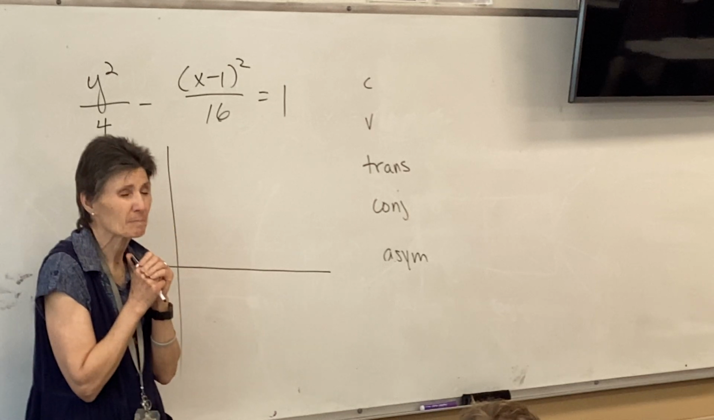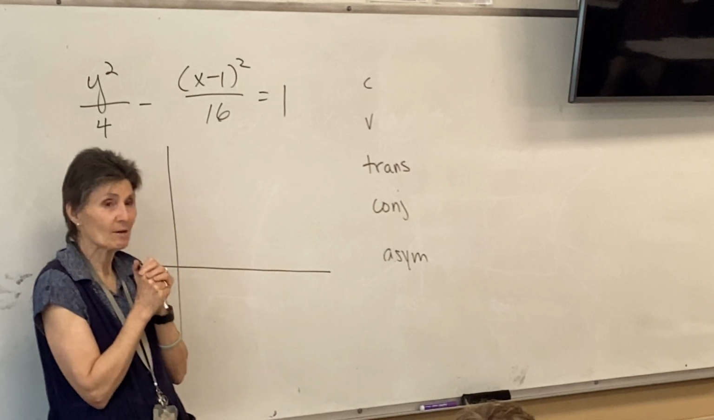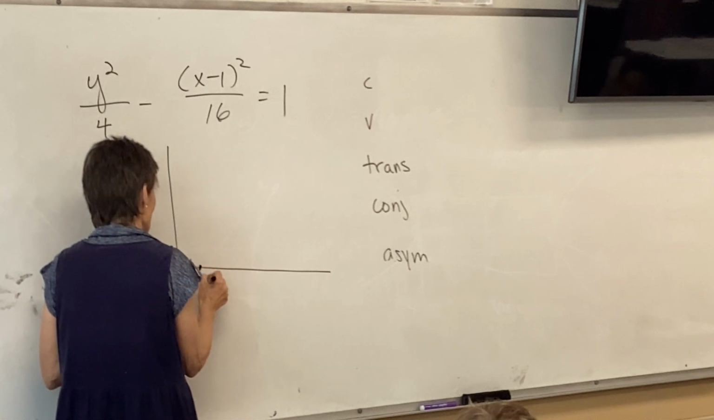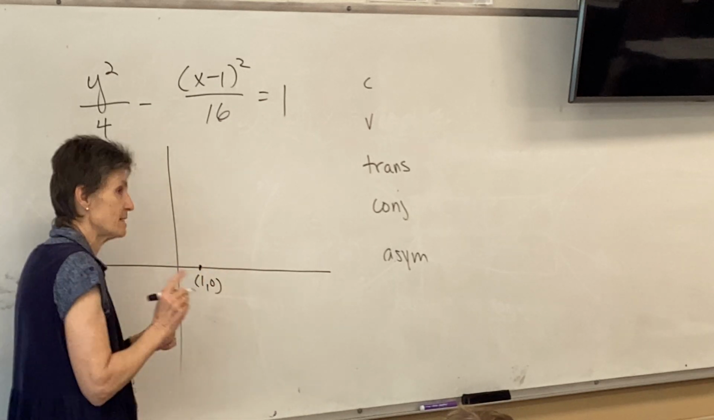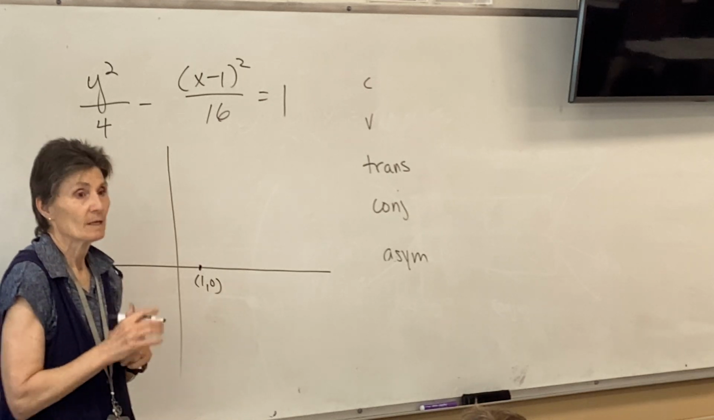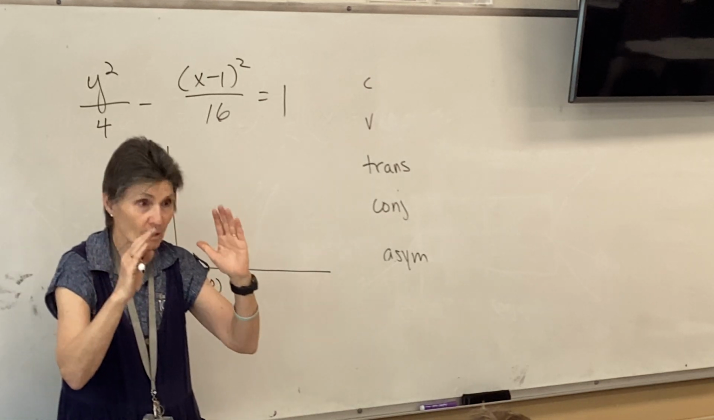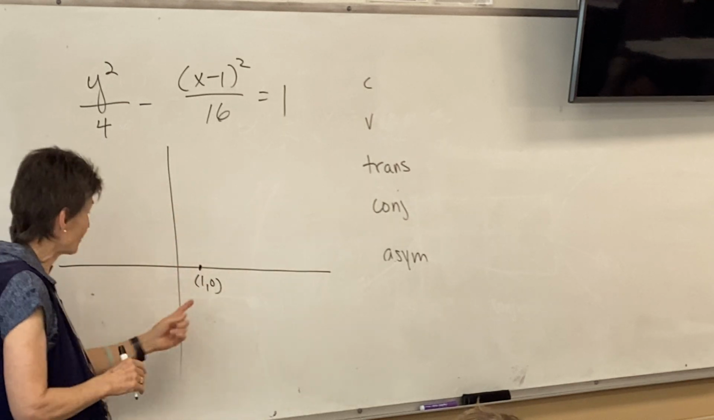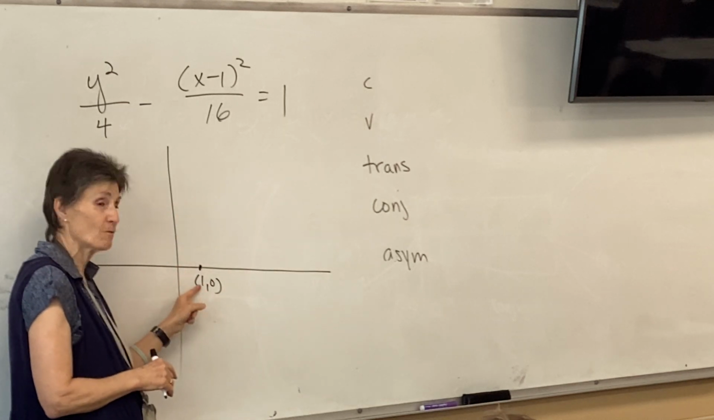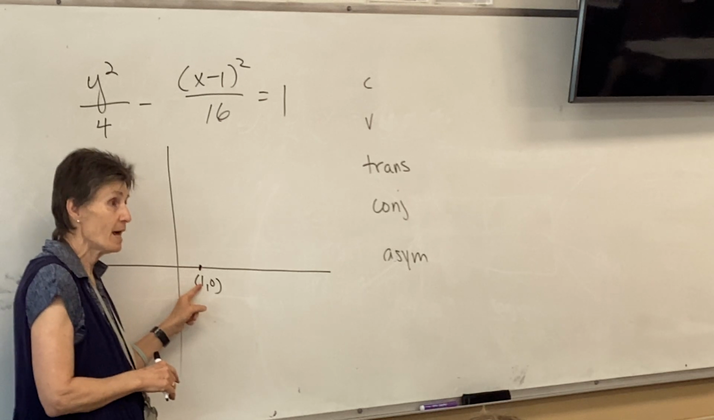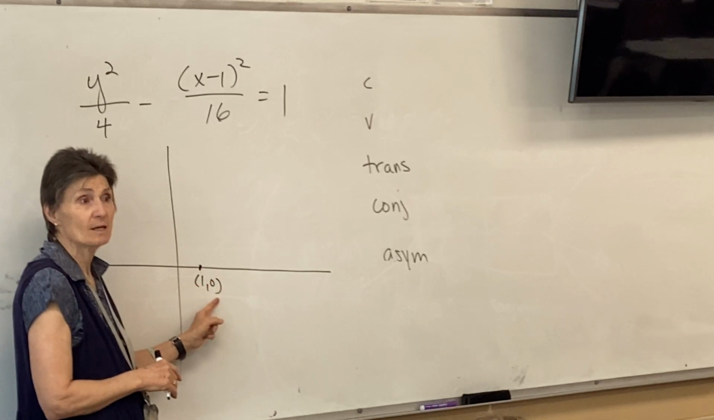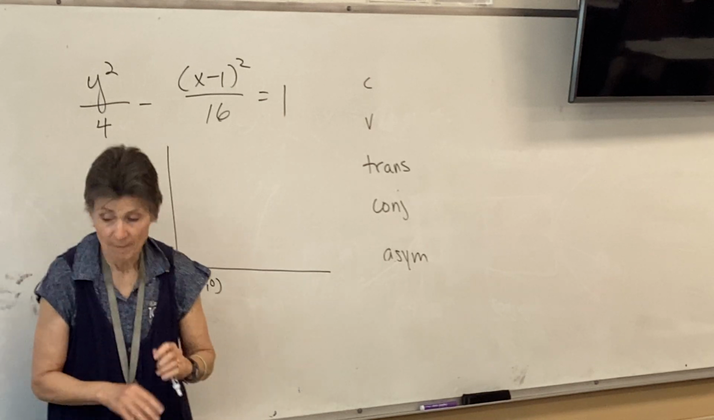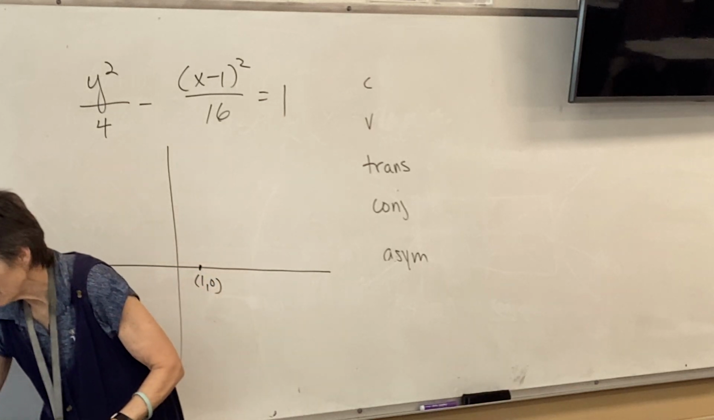Where did you put the center of this thing? 0, 1, 0. The center is at 1, 0. Why is the center at 1, 0? Because when I write an ordered pair, I don't care where you are, who you are, what you're doing, it doesn't matter. When you write an ordered pair, the first letter is X and the second letter is Y, no matter what order things are in the equation.